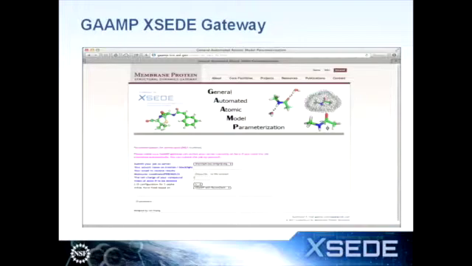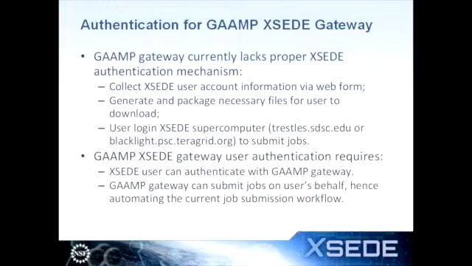What it does is, when an XSEDE user comes in, the XSEDE user account information is collected through that web form you saw on the previous page. Then the GAAMP gateway will generate and package all the necessary files needed to use GAAMP on the corresponding XSEDE supercomputer. Right now it's Trestles or Blacklight. And then GAAMP will generate a tar file for all the necessary files. The user will download that tar file from the GAAMP gateway page.